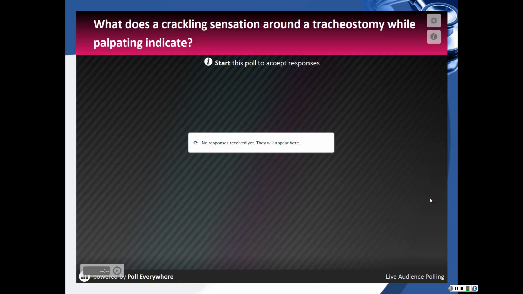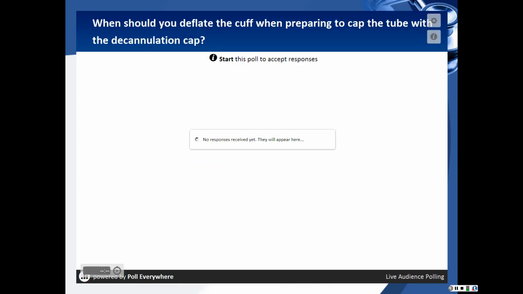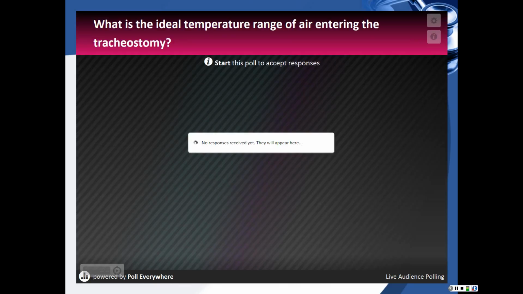What does that crackling sensation around a tracheostomy while palpating indicate? When should you deflate the cuff when preparing to cap the tube with the decannulation cap? What is the ideal temperature range of the air entering into the tracheostomy, as well as what temperature should never be exceeded? These are also polls that we'll discuss in class.